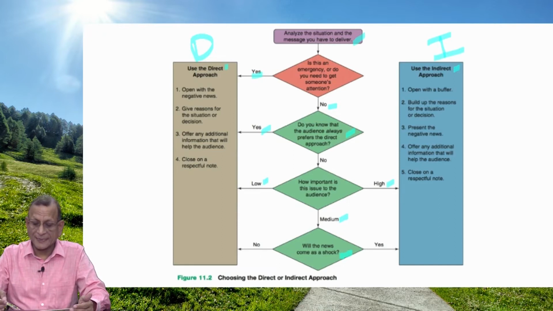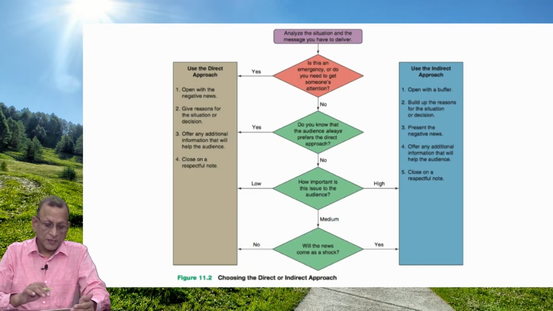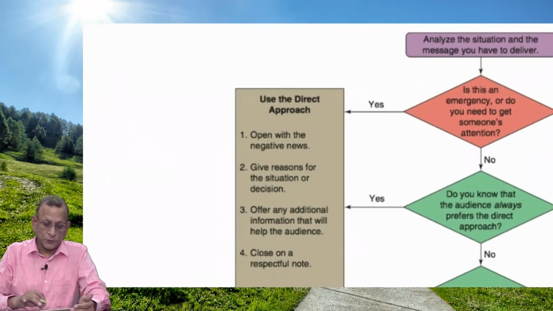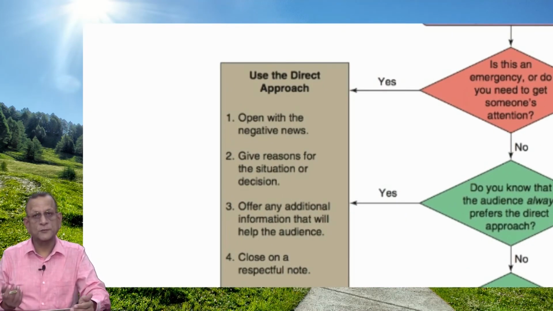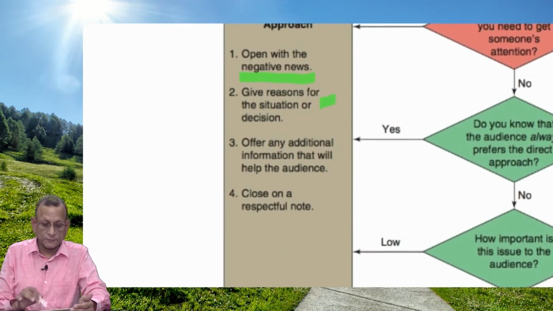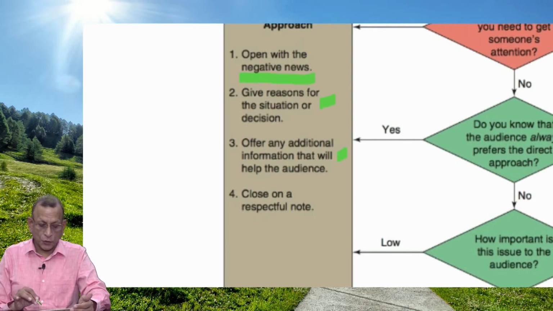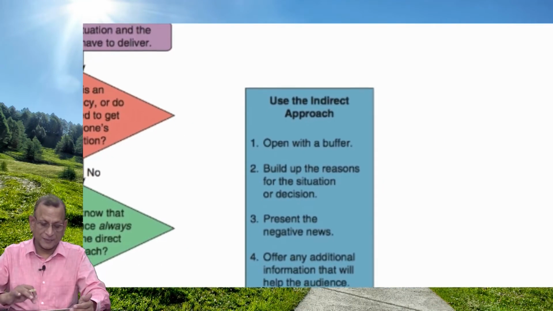Now, what is this indirect or direct approach? Let's understand one by one. This flow chart is in a position to guide us. What is this direct approach? Use the direct approach. What are you supposed to do? Open with the negative news. Give reasons for the situation or decision. Offer any additional information that will help the audience. And fourth, close on a respectful note. This is direct approach.